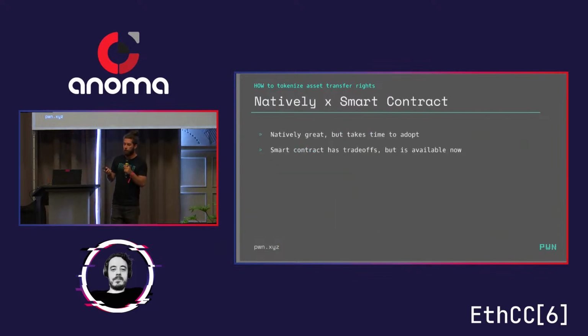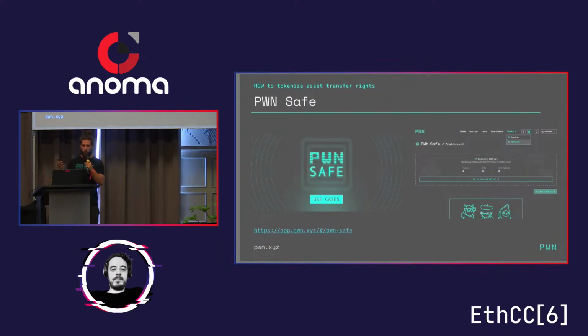So what can we do? Native is great, but takes time to adopt. Smart contracts have trade-offs, but they're available now. And by available now, I mean really now, because that's what we built. We built a smart contract on top of Safe Wallet with a module and a guard, which allows you to tokenize transfer rights. It was announced at DEF CON, and we already released the product, so you can play with it on app.pawn.xyz. It's under tools. And you can start to tokenize transfer rights and use them in the lending protocol.